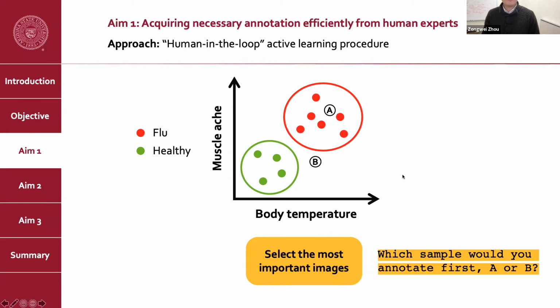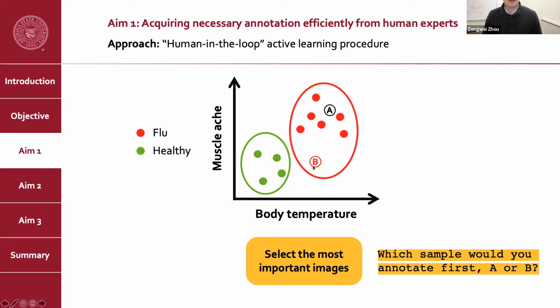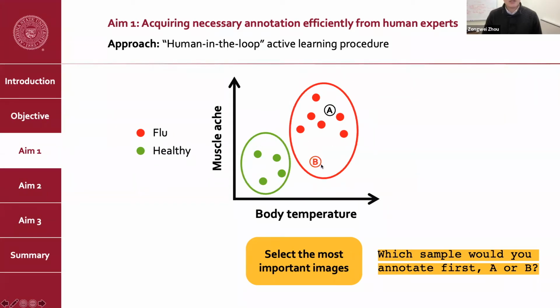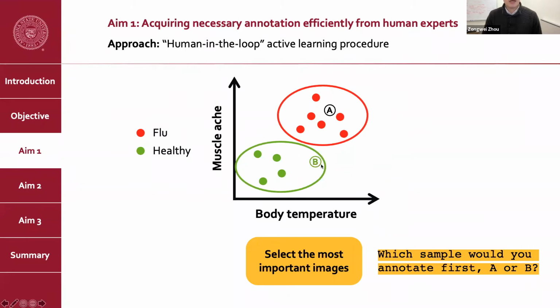A or B? If we look at A, we do not expect a major change of the decision boundary when annotating sample A, because the current model is somewhat confident that it will group it as a diseased patient. But for sample B, whether it's diseased or it's healthy, it will dramatically change the decision boundary, as shown here.